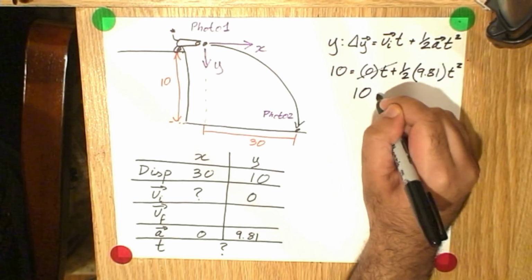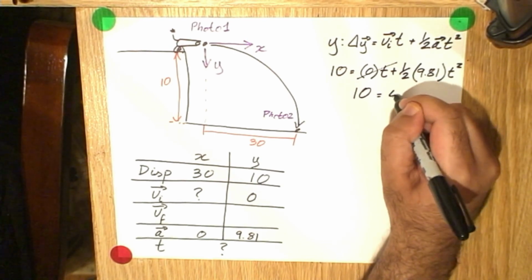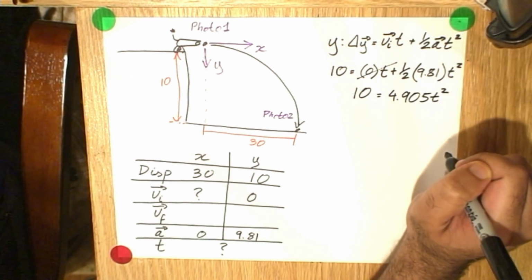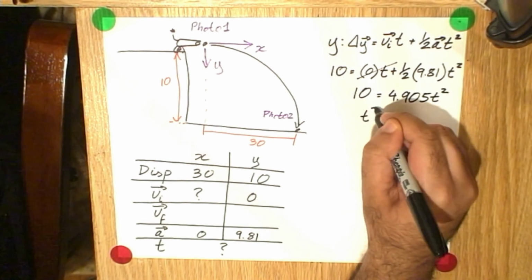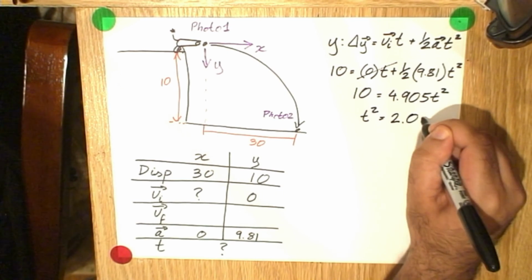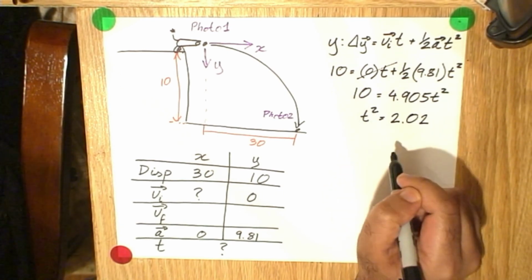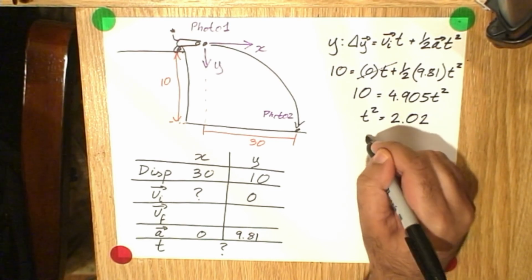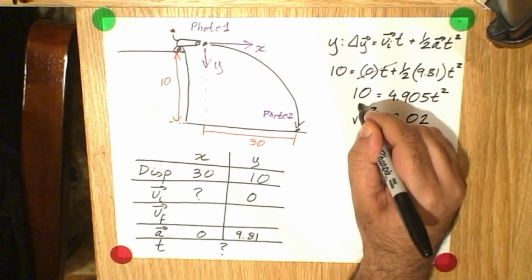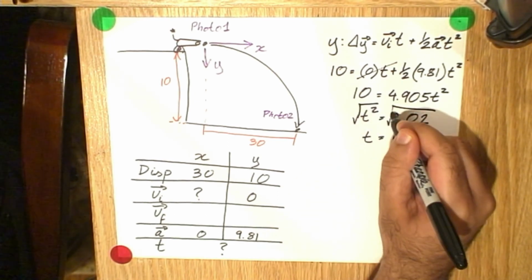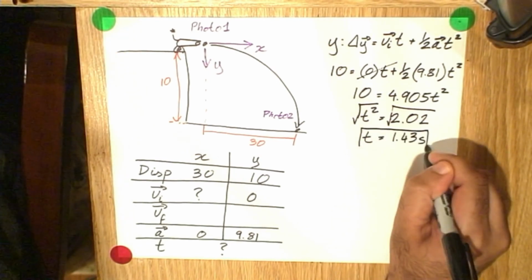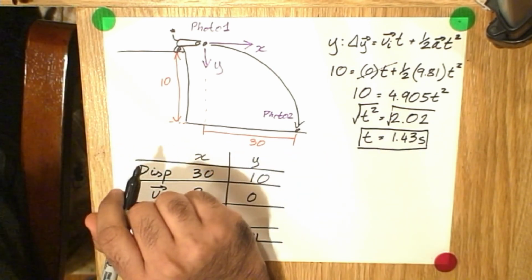So we're left with 10 is equal to half times 9.81, which is 4.905, t squared. So t squared is equal to 10 divided by 4.905, which is about 2.02. Take the square root of both sides, and you'll end up with t is equal to 1.43 seconds. So we have now solved for the time of flight of the cannonball.